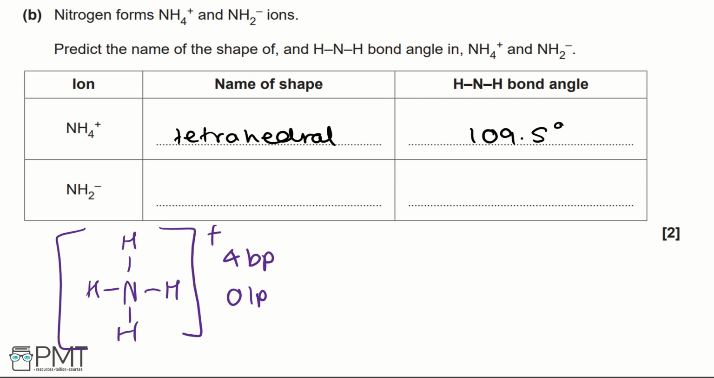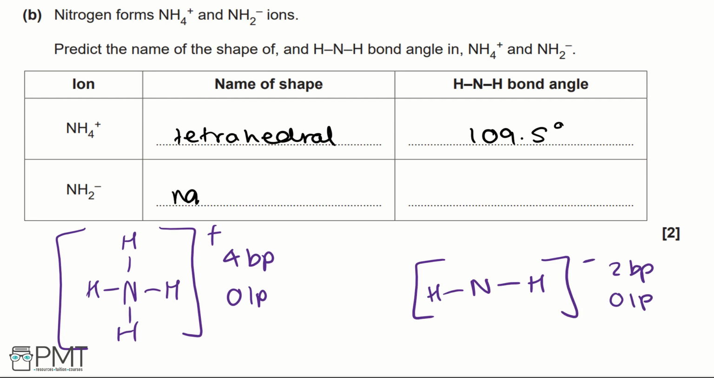For NH2 minus, if we draw that out, it would be an N with 2 H bonds and a minus charge. In this shape, there are 2 bonded pairs and no lone pairs. So the name of this shape is a non-linear shape. The bond angle in something that has a non-linear shape is 104.5 degrees.